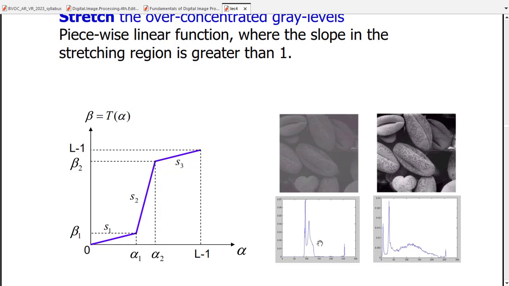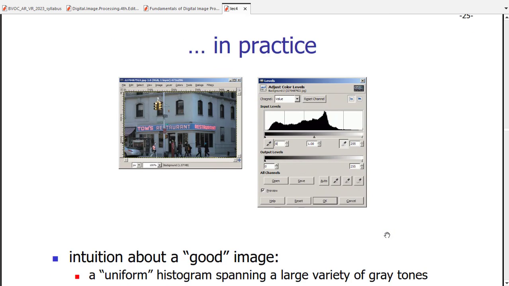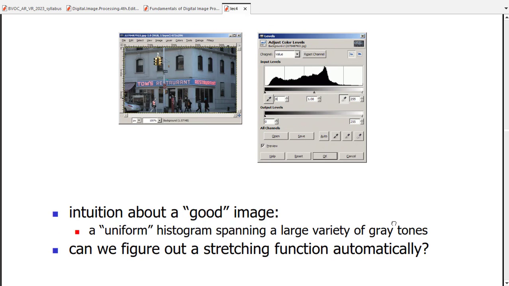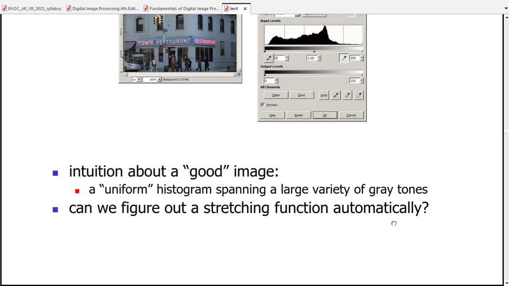So change over from the histogram level out to this variation between histogram equalizations. In practice, you will say this intensity about a good image, adjustment of color levels. You will come to say a good image has a uniform histogram spanning a large variety of gray tones. Can we figure out a stretching function automatically?